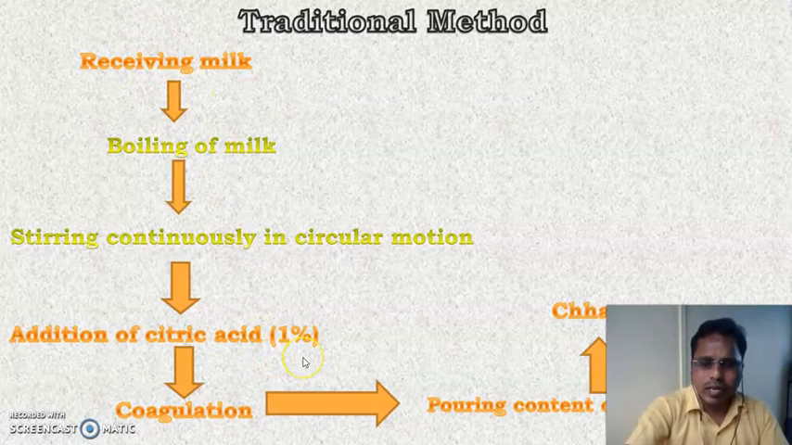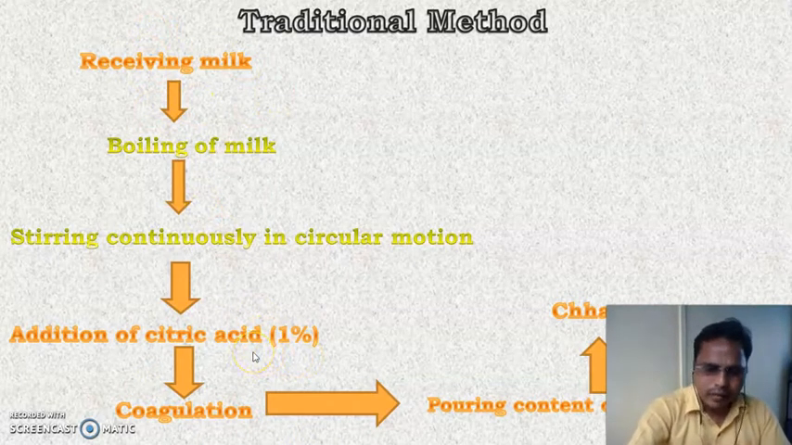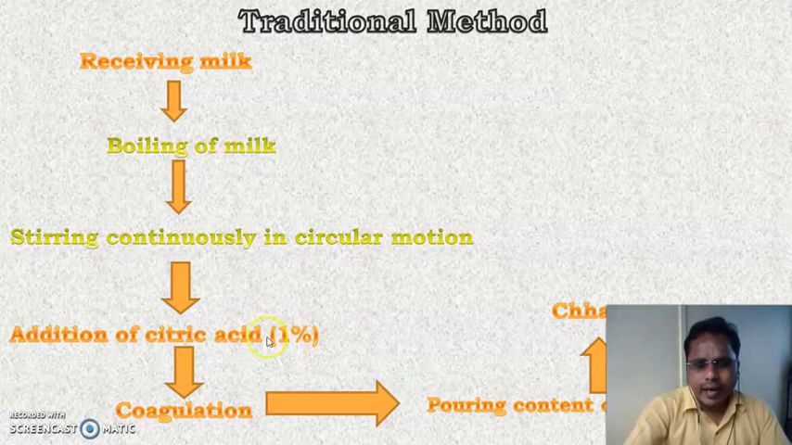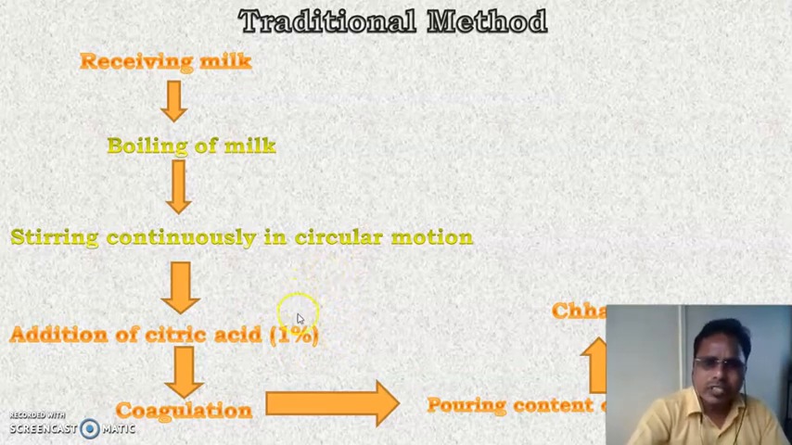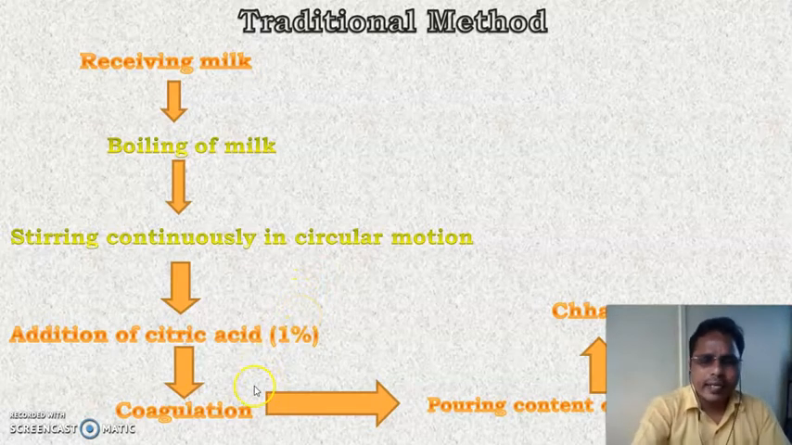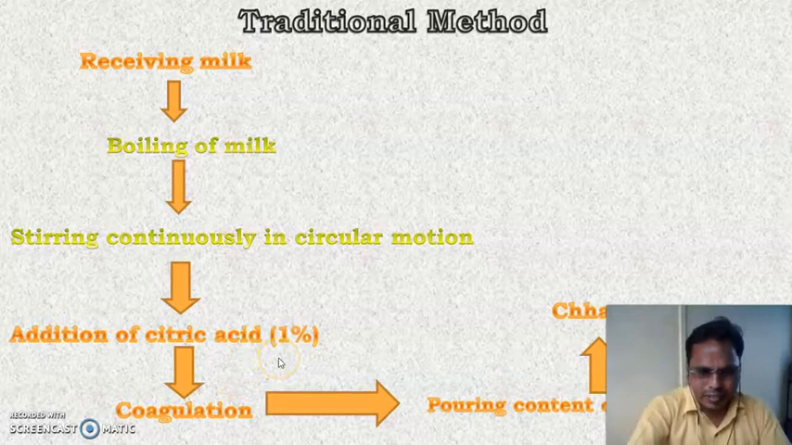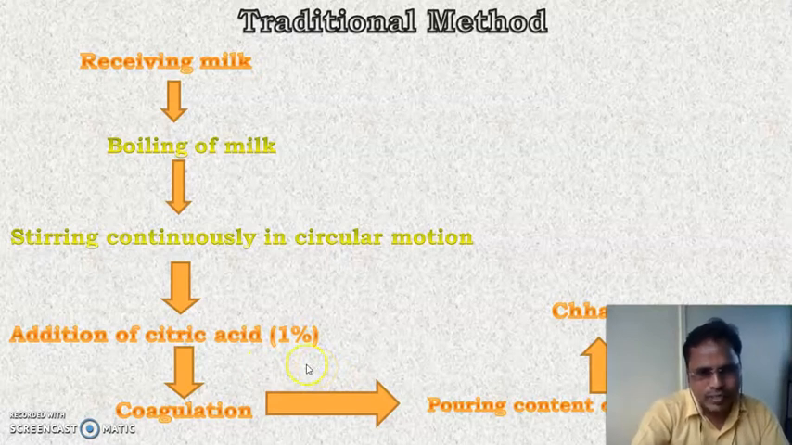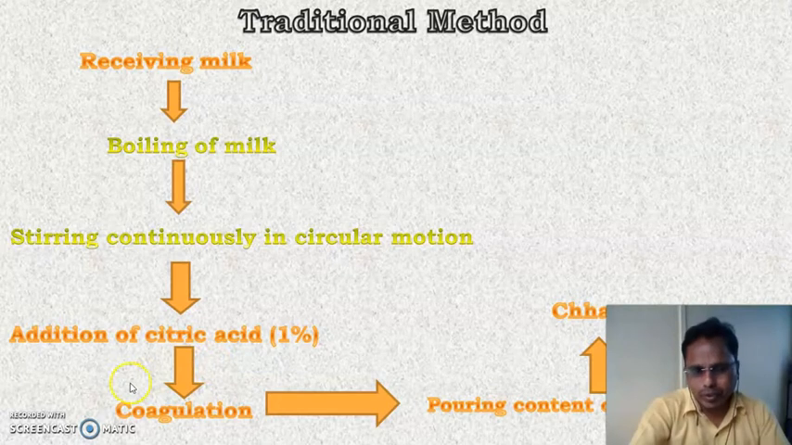Here, as soon as the acid is added to this milk, it starts to coagulate, and at this point gentle stirring should be given. The citric acid or lactic acid which we have added at the rate of 1% helps to coagulate the maximum portion of the milk, so the milk gets coagulated.